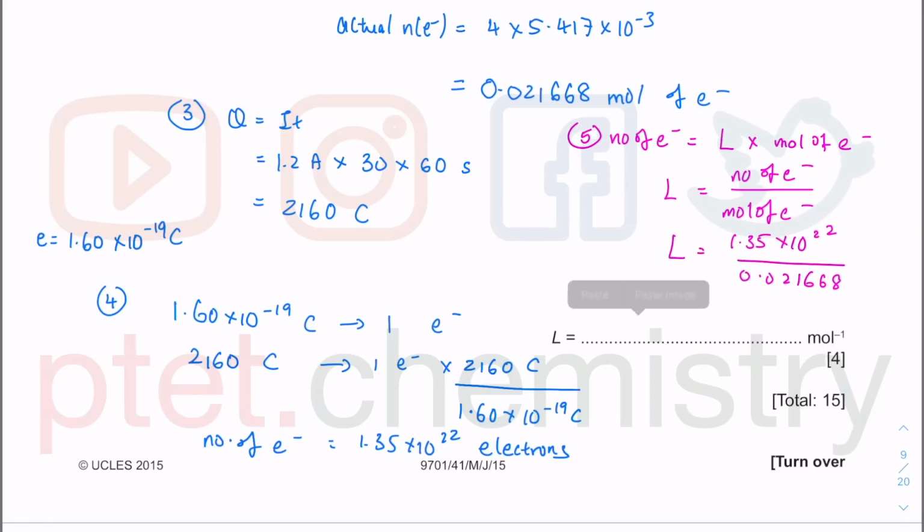And I get 6.23 times 10 to the 23, and this is to 3 significant figures. It is the number of electrons in 1 mole of electrons. Okay, so that's the end of that 4-mark question, and that concludes that 15 marks question overall.